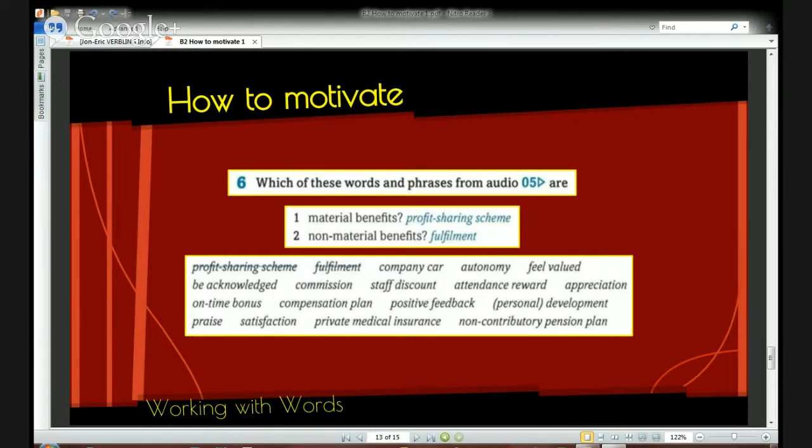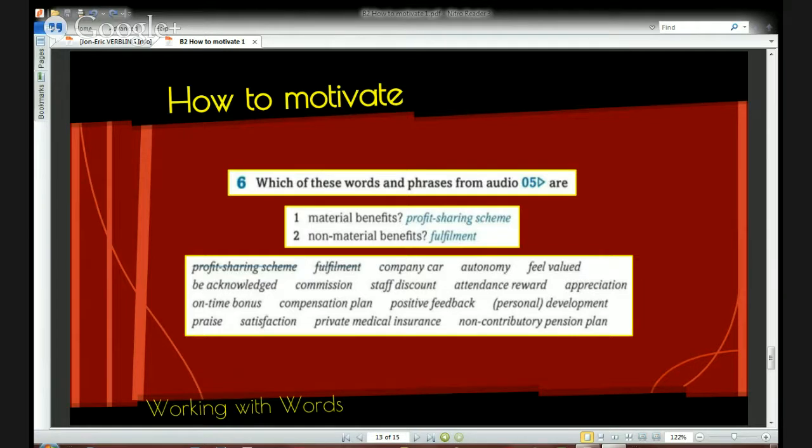And Hussein, next? Feel valued, non-material benefits. Right. So these are pretty obvious, I think. But anyway, we're going to read them just to have them in our memory. Yuki, next line. Be acknowledged. Non-material benefits. I agree. Keep going, Abraham.